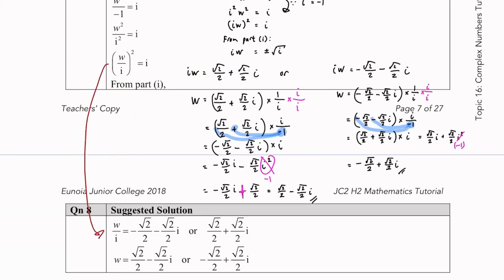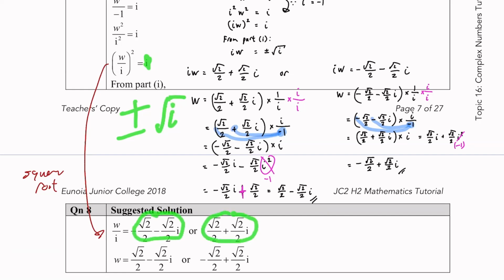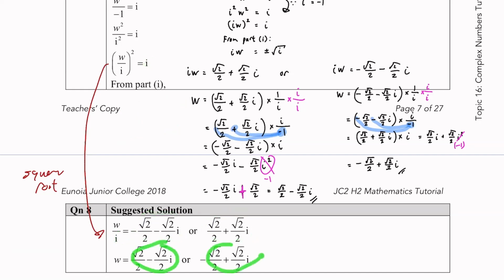Maybe I'll just write this down. Square root. Then if you take the square root of i, you always need to have a plus minus square root i. But wait, isn't that exactly the same as the answer from part 1? Yes, it is. So you can just copy and paste the answer from part 1. Now you have an extra divide by i. You actually want to solve for w. What do you do with this divide by i? Times over. Then you multiply by i and you get this as your answer.